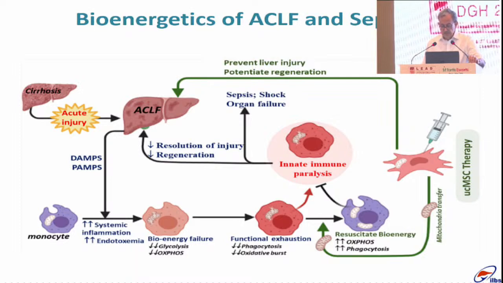To restore this, you can do umbilical cord MICE therapy. It can restore by giving the mitochondria directly to the monocytes. This is not possible. How do you get this monocyte back into function?